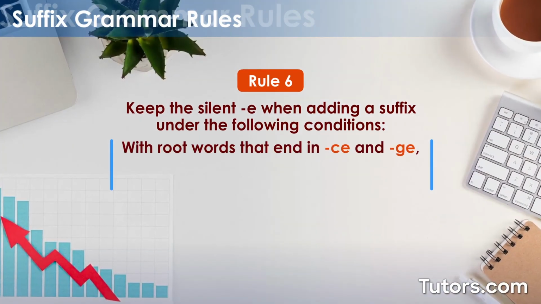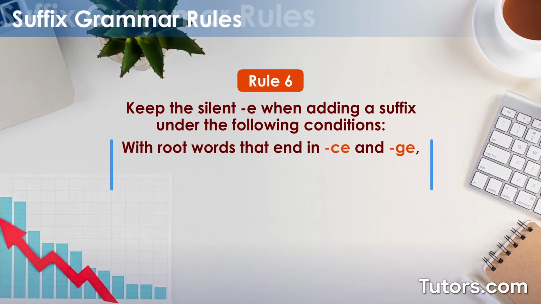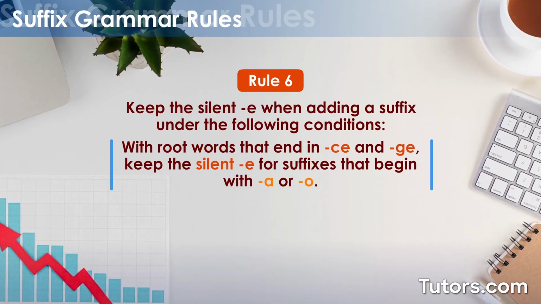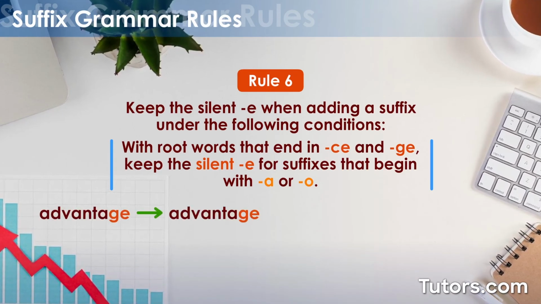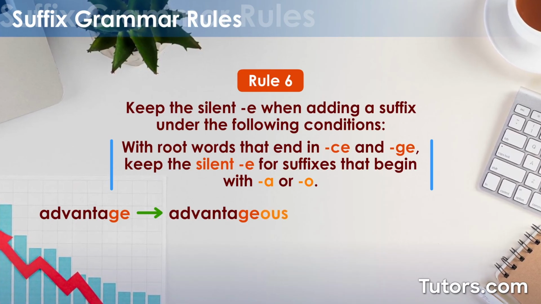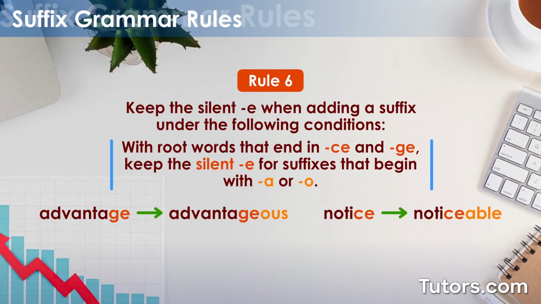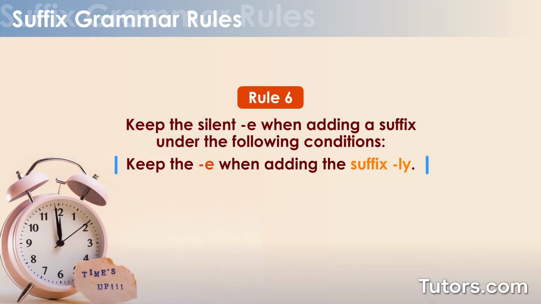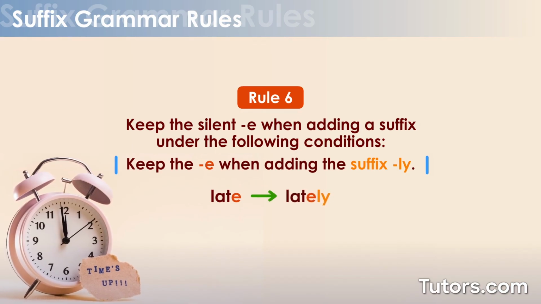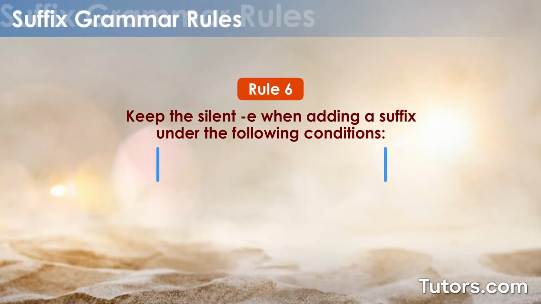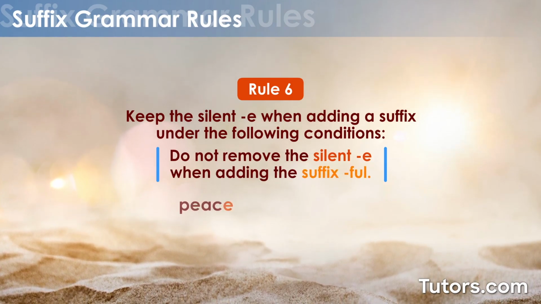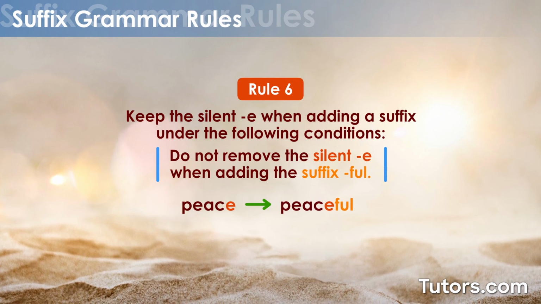With root words that end in CE or GE, keep the silent E for suffixes that begin with A or O. For example, advantage keeps the silent E for the suffix OUS to create advantageous. Keep the E when adding the suffix ly. Late simply becomes lately. Finally, do not remove the silent E for the suffix ful. Peaceful keeps the silent E of peace.